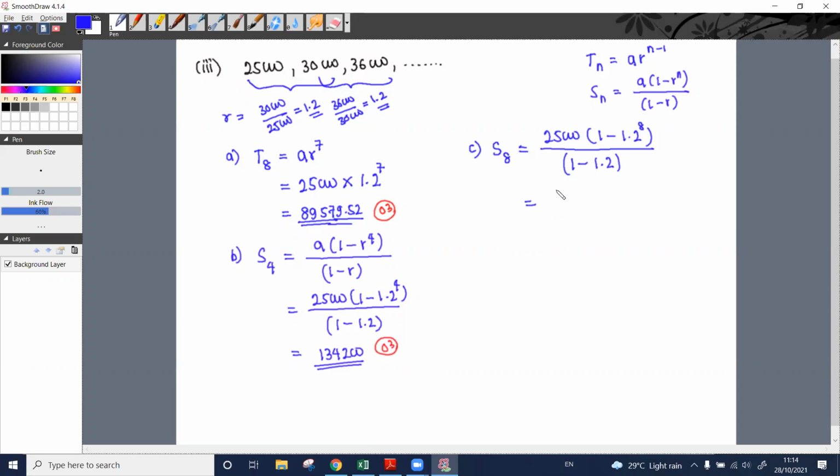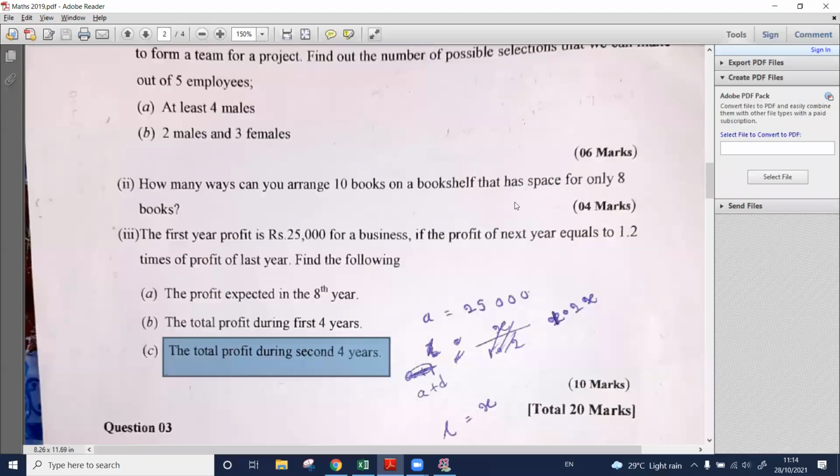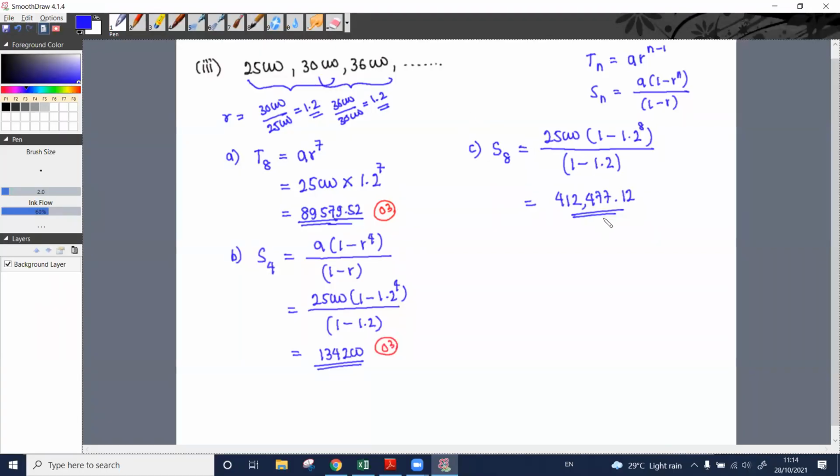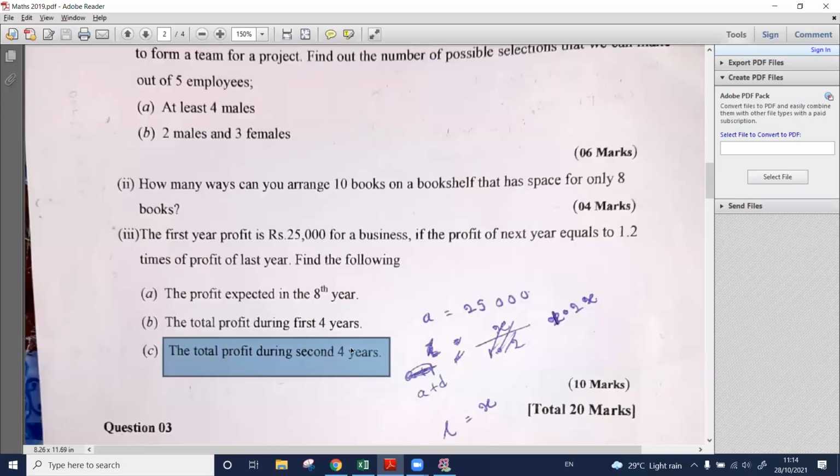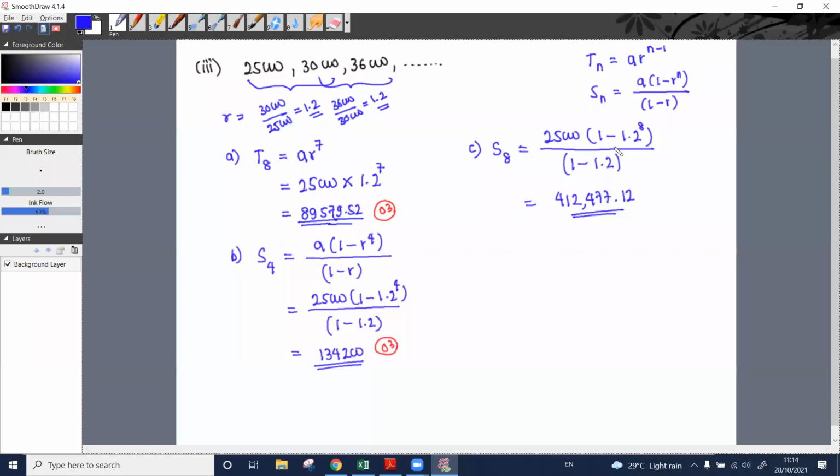You should get the answer as 412,477.12. Right? This is what you will get. But this is not the answer we needed. That one easily we can say.